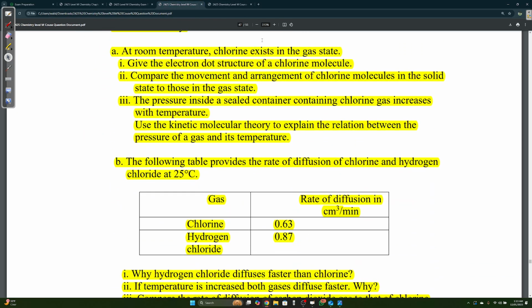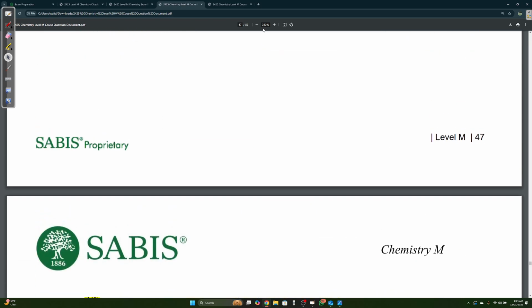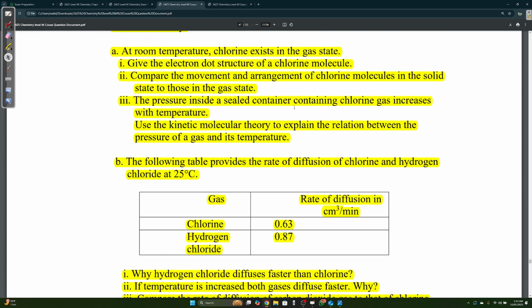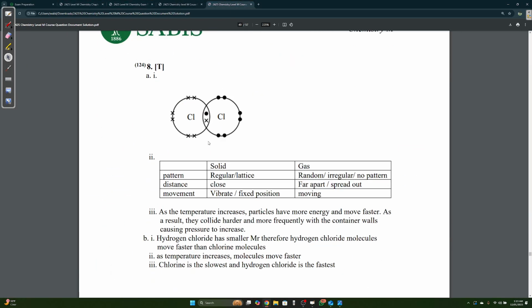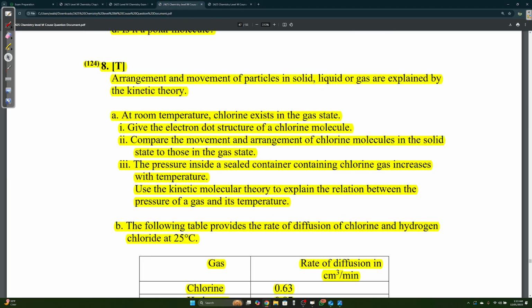Question 8. At room temperature, the arrangement and movement of particles in solid, liquid, or gas are explained by the kinetic theory. At room temperature, chlorine exists in the gas state. Give the electron dot structure of a chlorine molecule. I won't waste my time, it's very easy. Chlorine molecule, not atom, molecule. So we need two.